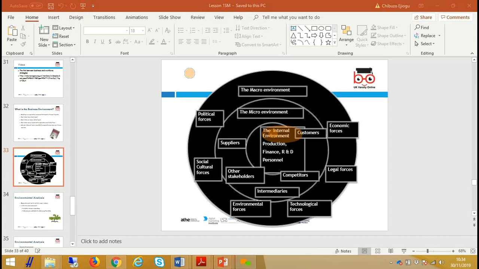Right, that will be your internal environment. Then the next layer above that will be what some people call the microenvironment, others call your competitive environment, right? So your micro or competitive environment are your direct competitors. So this is outside the organization, right? External. First level of external environment are your direct competitors, right?